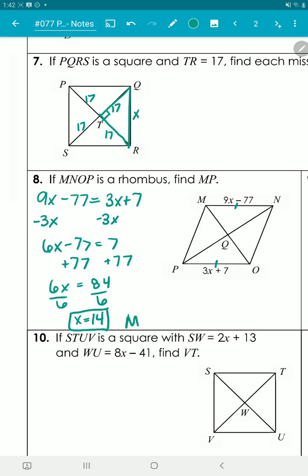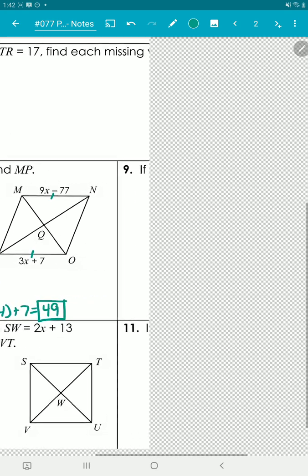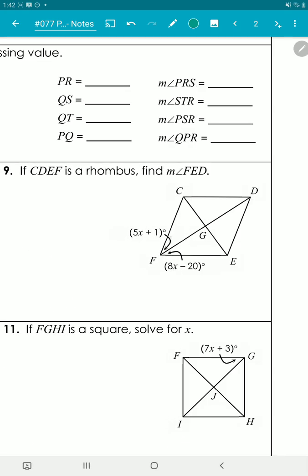But it asks us to find the side MP, which is going to be the same as any of the other two sides. So we have 3 times x, which is 14, plus 7, which is going to give us 49. Okay, so those two are equal. The sides are equal. This one, these two are equal.